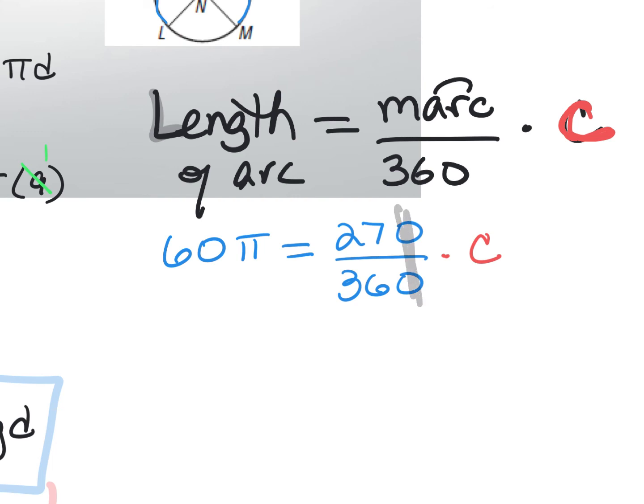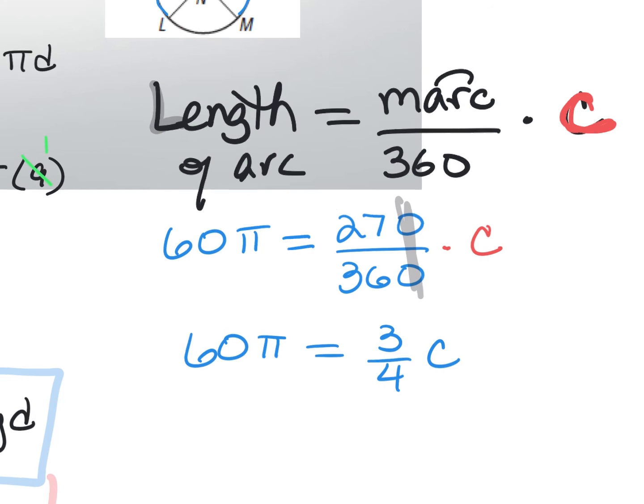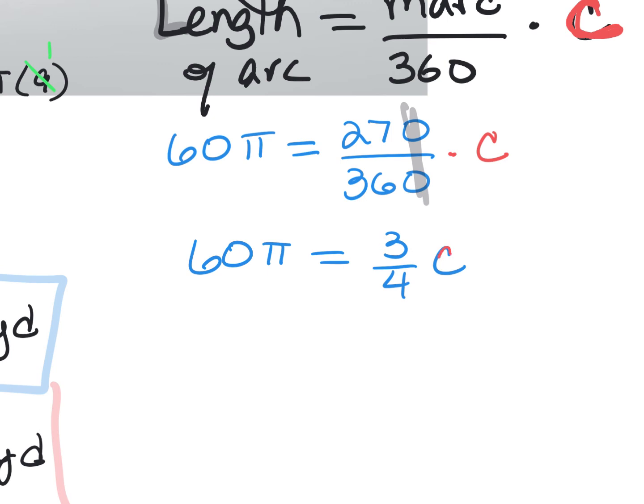Whenever I have a zero on the top and the bottom, I always chop them off. Now what I can do is simplify 27 over 36. I can divide them both by 9. So then this is going to simplify to 60 pi is equal to 3/4 C. Now I have to get C by itself, so I need to divide by 3/4. Remember, whenever you divide fractions, it's the same thing as multiplying by the reciprocal. So I'm going to multiply both sides by 4 over 3.